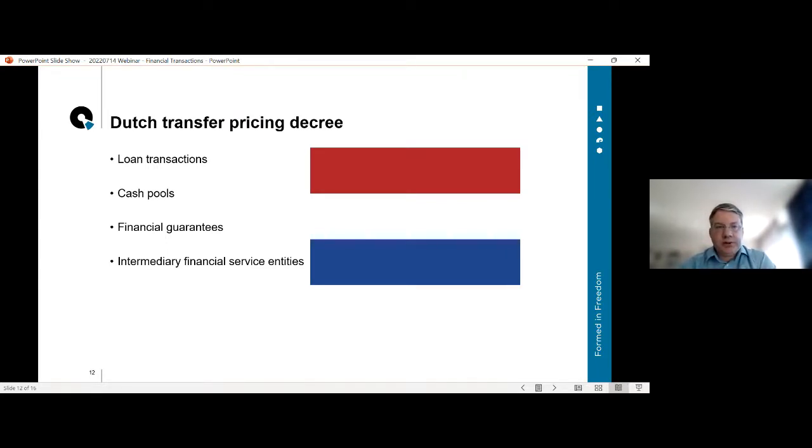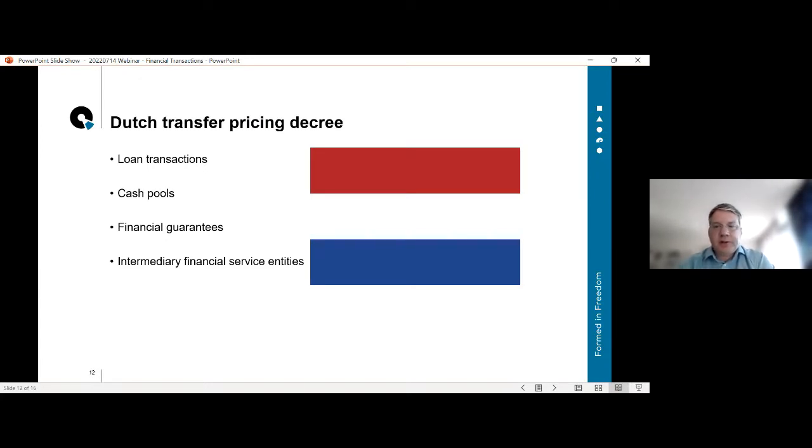What is also mentioned in respect of cash pooling is that the group synergy benefits should be allocated amongst the participants after the cash pool leader has been remunerated. So that should also be taken into account.